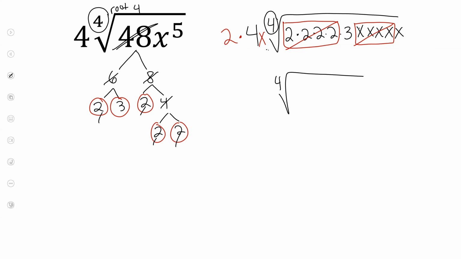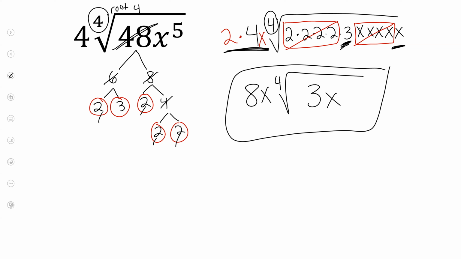All right, so let's simplify what we have. On the outside, 2 times 4 is 8, and I have an x there. And then on the inside, I have 3 and an x. So 3 x's on the inside. And that's your answer.